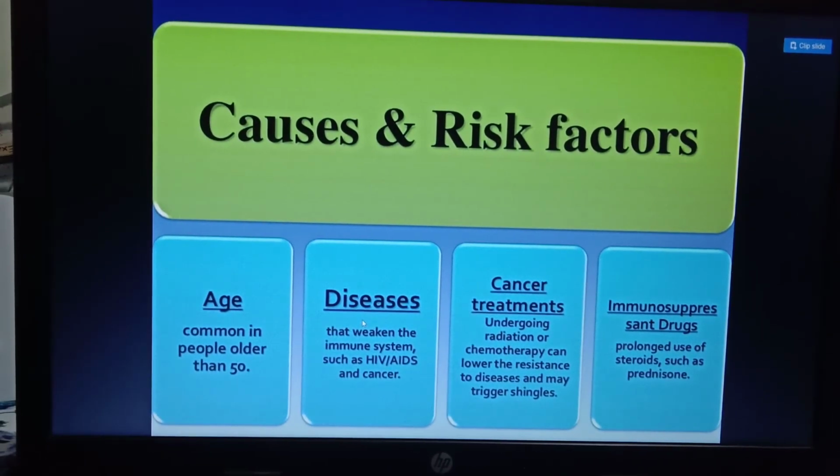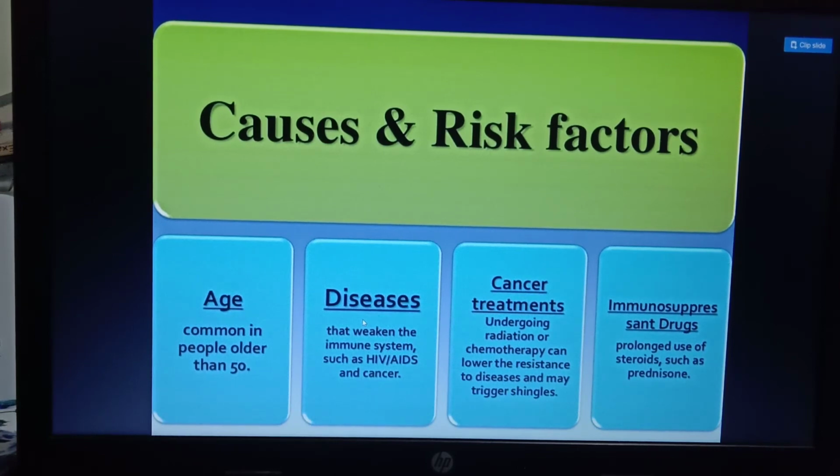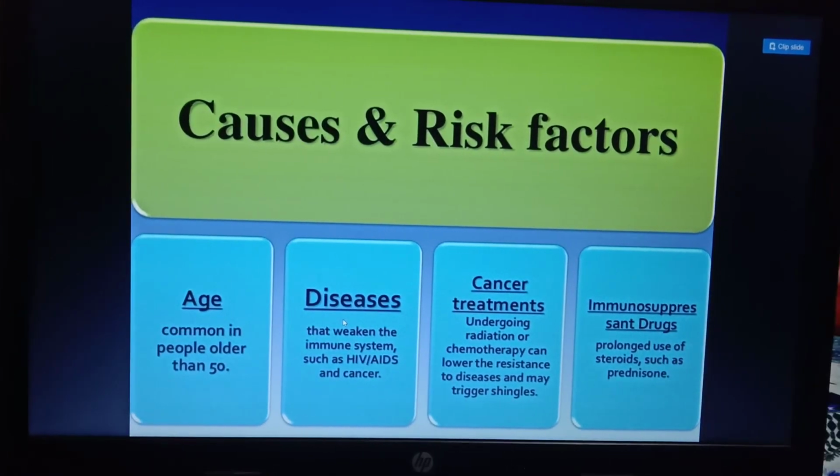And later, cancer treatment. Whenever you are undergoing radiation or chemotherapy, the person will have low resistance capacity, so shingles may attack people who are under cancer treatment. And immunosuppressive drugs, for example steroids such as prednisone. With prolonged use of steroids, your body's defense against these kinds of virus infections is suppressed.